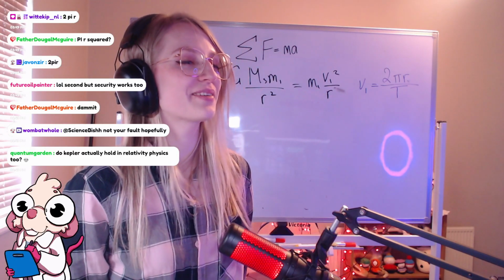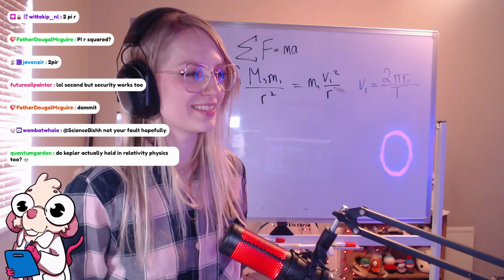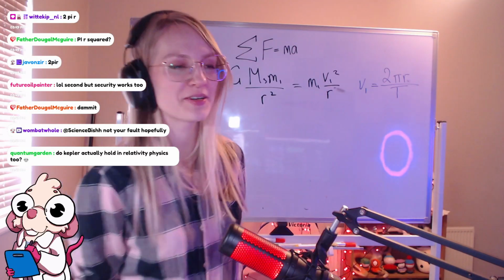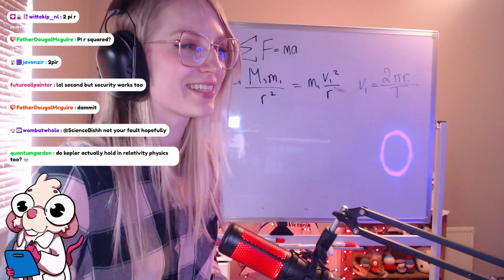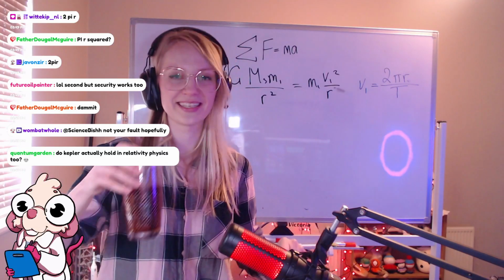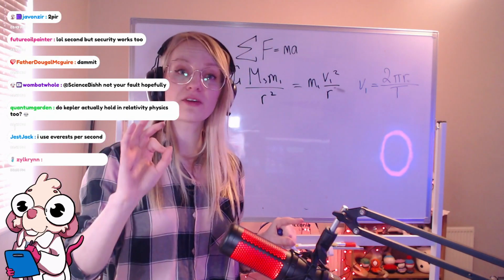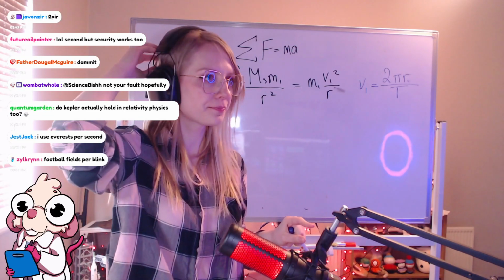Second, but the security works too. Father Dougal, 2 pi. Oh, pi r squared. That was area. It's so funny to think that your brain works immediately in that area. Sorry, I'm getting a bit of a drink here.